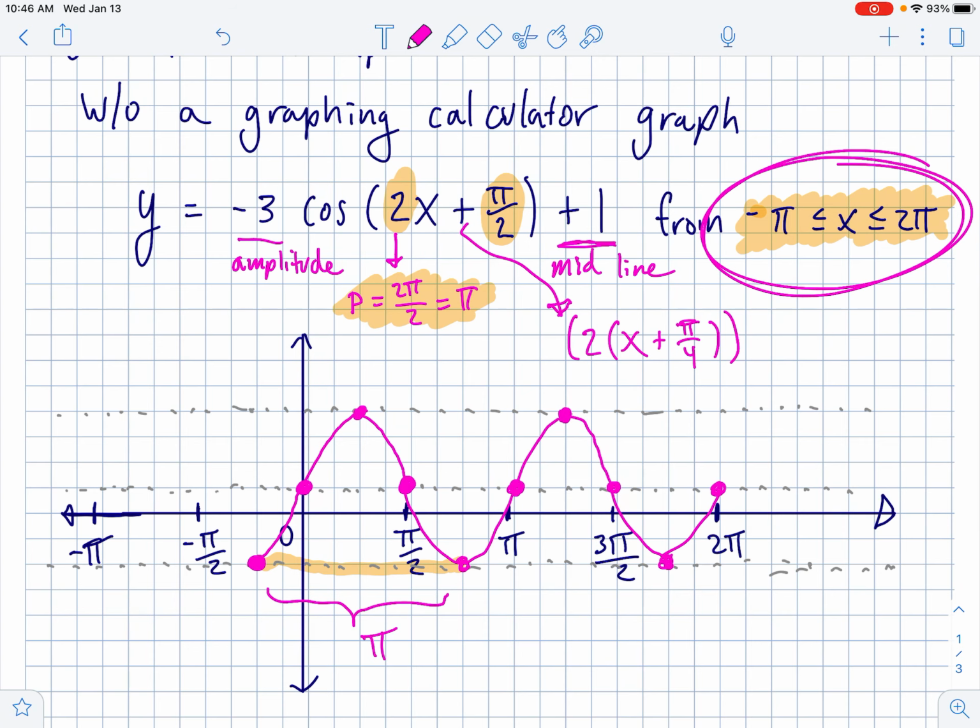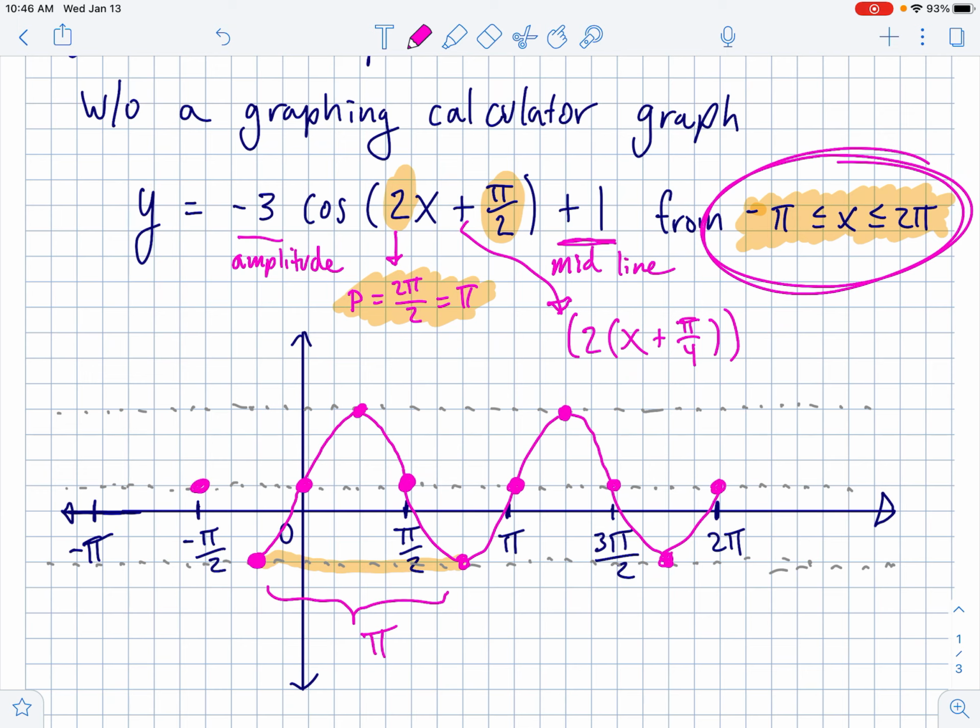And same thing on the left. I have to go all the way out to negative pi. So that means every 2 blocks, I'll go back to home base. Then 2 more blocks, I'll go up to the top. And 2 more blocks, I'll go back to home base. So here's what my curve would look like.